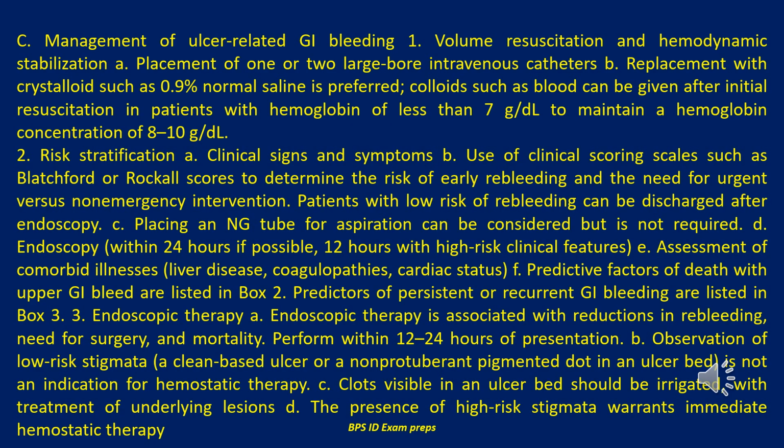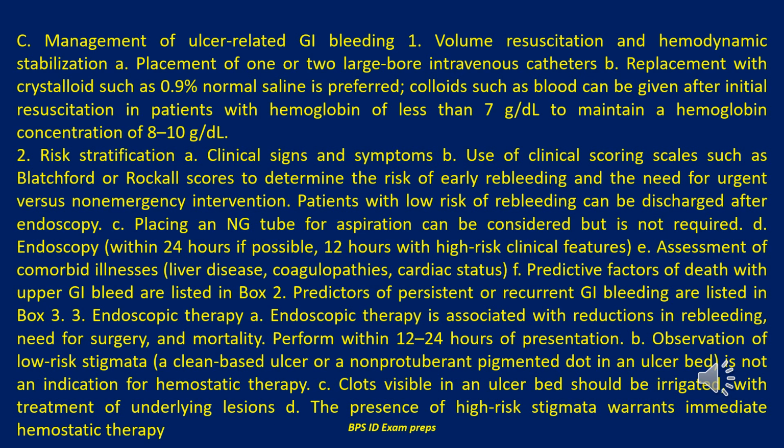We will now discuss the management of ulcer-related GI bleeding. 1. Let's first look at volume resuscitation and hemodynamic stabilization. It begins with the placement of 1 or 2 large-bore intravenous catheters.